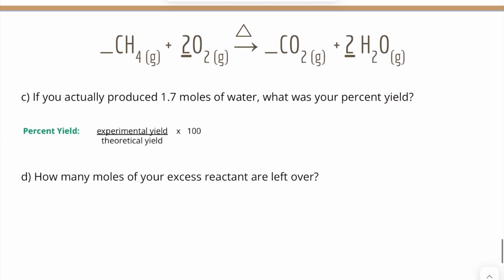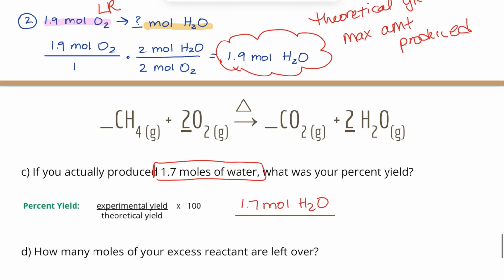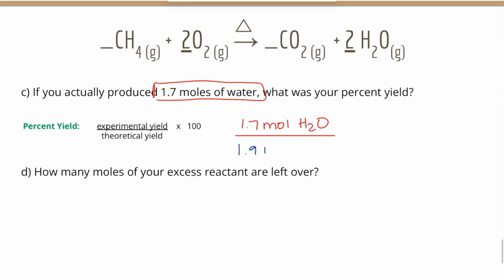Moving on to find that percent yield, if you actually produced 1.7 moles of water, so let's say we did an experiment, what was your percent yield? Well, this is our experimental yield, 1.7 moles of H2O. We're going to divide that by, well, the maximum we could produce is that 1.9 from our last problem. Divide and multiply by 100. Both of our starting values have 2 sig figs, so 89% would be our percent yield.